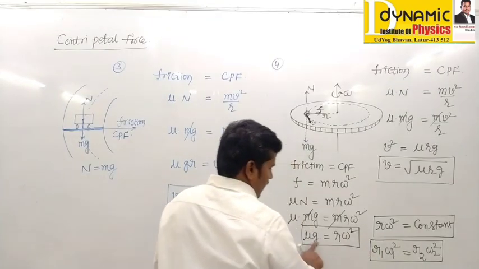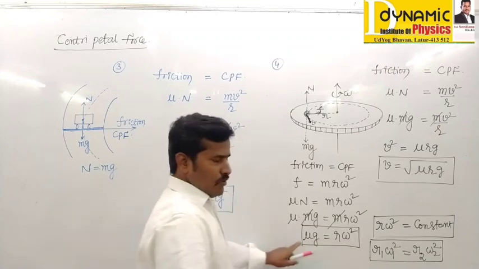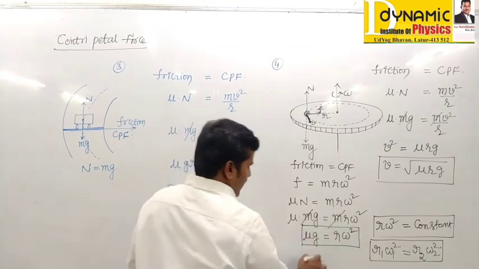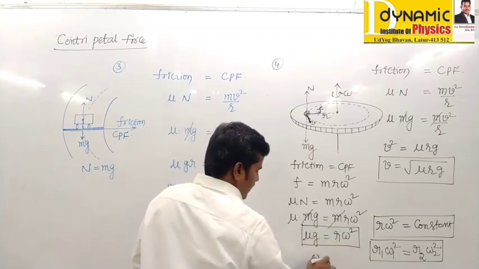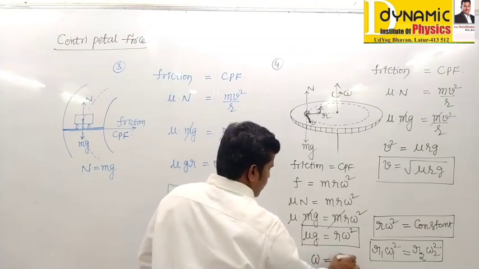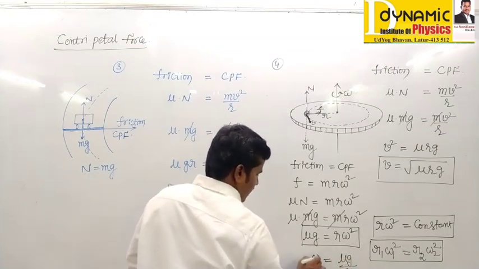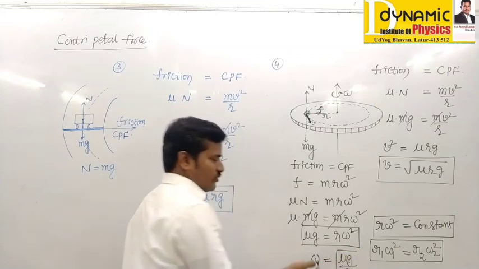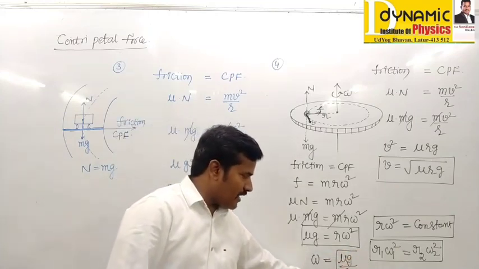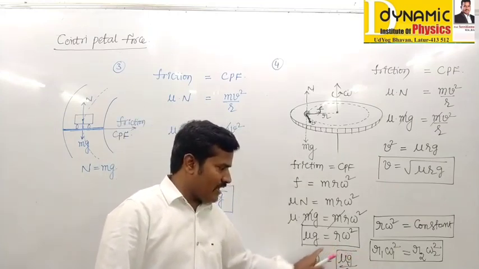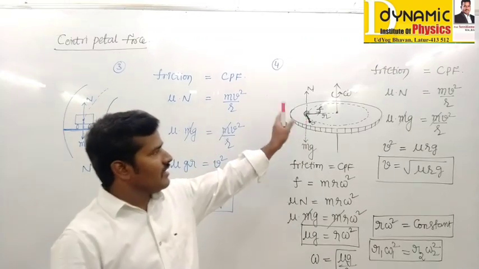This value is r omega square equals mu g. We want omega square, so omega square equals mu g upon r, and omega equals root of mu g upon r. This is the omega value. So this is the safe value.